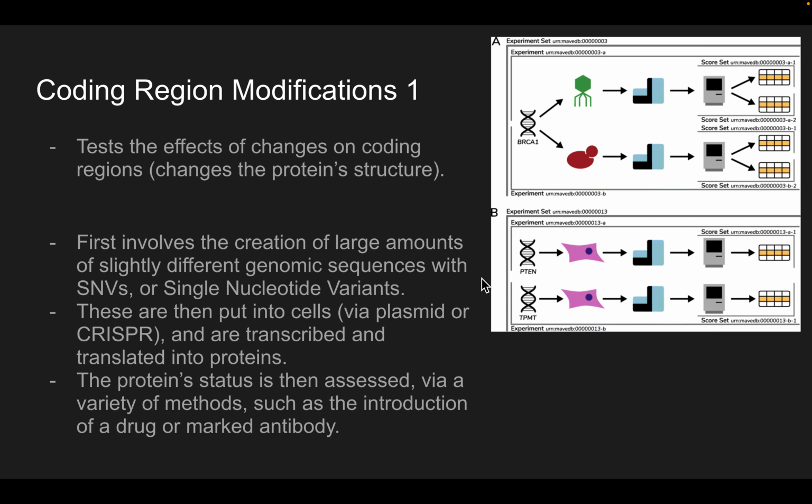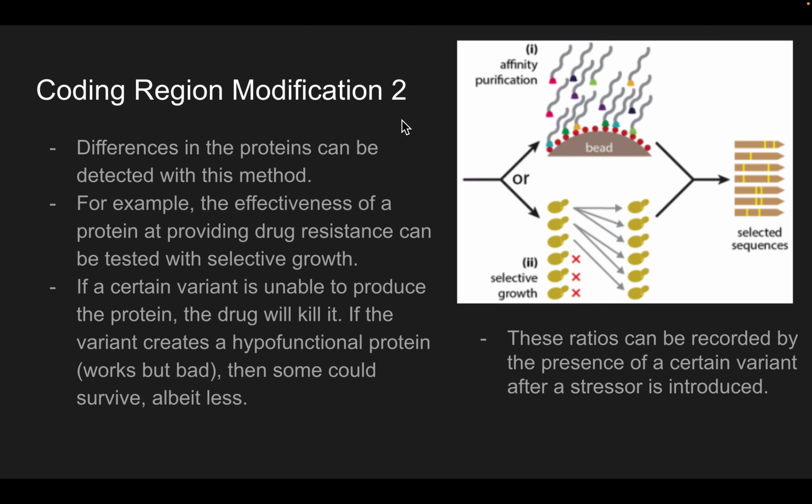And these are put into cells via plasmid or CRISPR, you'll see that soon, and are transcribed into proteins because the cells do that. After that, you assess the status of the protein with a variety of methods, such as adding a drug or marked antibody, or a variety of other purposes. And you'll see here, you can find the differences in the proteins with this method. So, for example, look at this here. The effectiveness of a protein by providing drug resistance can be tested with selective growth, this method here.